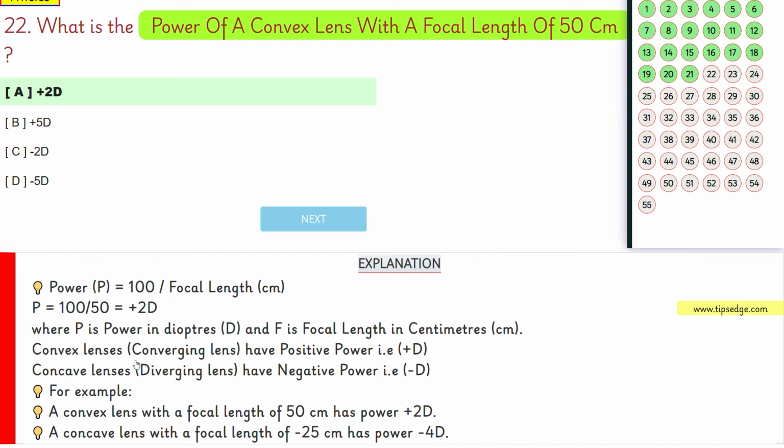Convex lenses, also called converging lenses, have positive power, defined in plus D. Concave lenses, also called diverging lenses, have negative power, defined in minus D. For example, a convex lens with a focal length of 50 centimeters has power +2D, that is 100/50. The answer is +2D. In the same way, a concave lens with a focal length of -25 centimeters has power 100/-25. The answer is -4D.